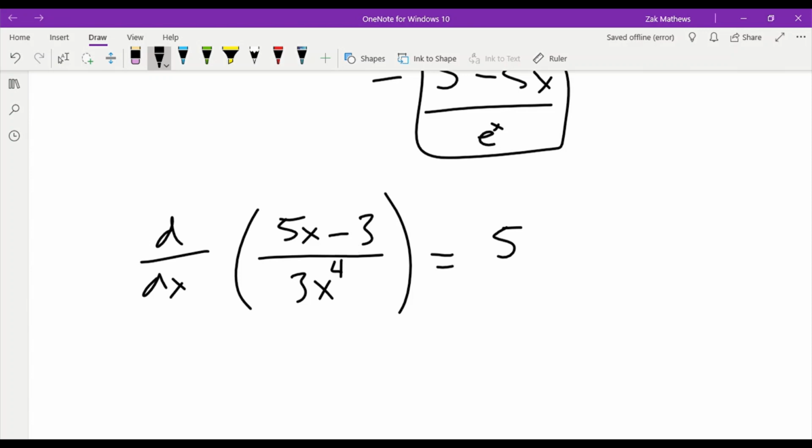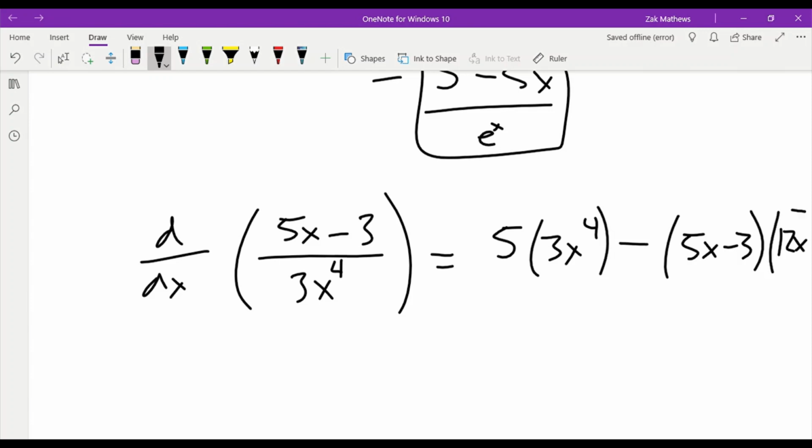But then we leave the bottom, and then I have to subtract. Well, now I leave the top, 5x minus 3, and I take the derivative of the bottom. The derivative of the bottom would be 12x to the third. And now I have it over just the bottom, not the derivative, but just the bottom. Move that around a little bit. 3x to the fourth, but I do need to square that.